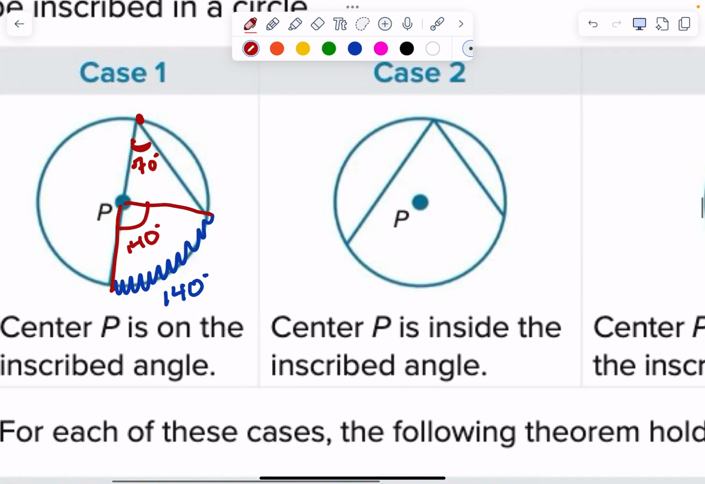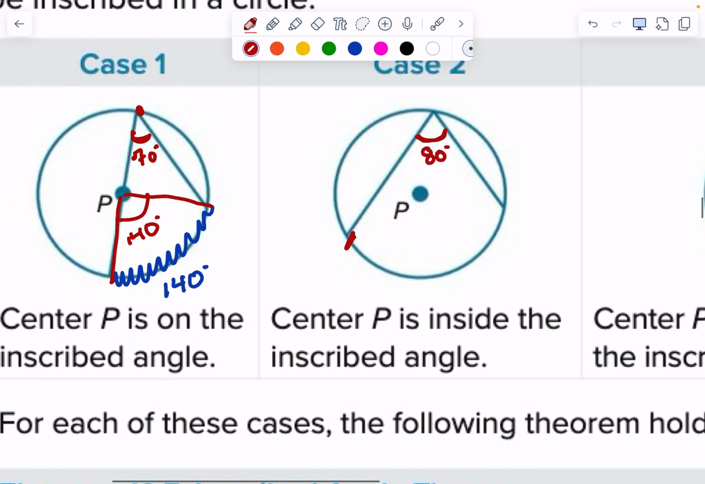All right. How big does this angle look? That looks bigger than 40. 90 degrees is like a full corner right here. How big is that angle? Let's say 80. So how big is this arc? 160. It's double, right? Yeah, all the way across the circle is double, right?